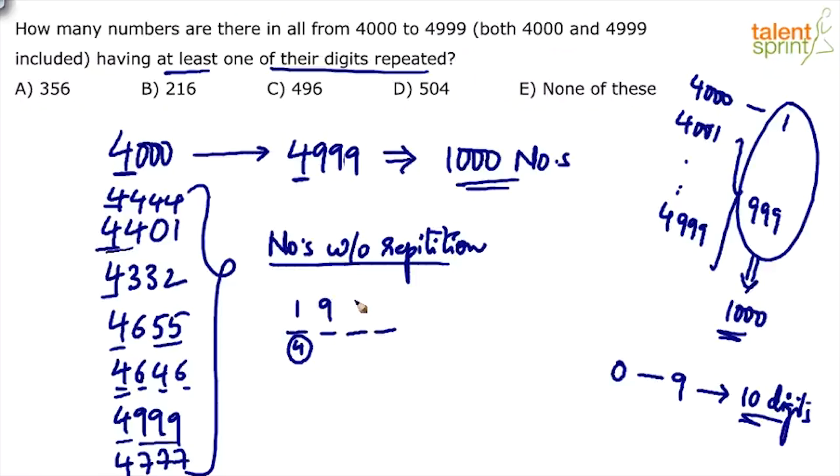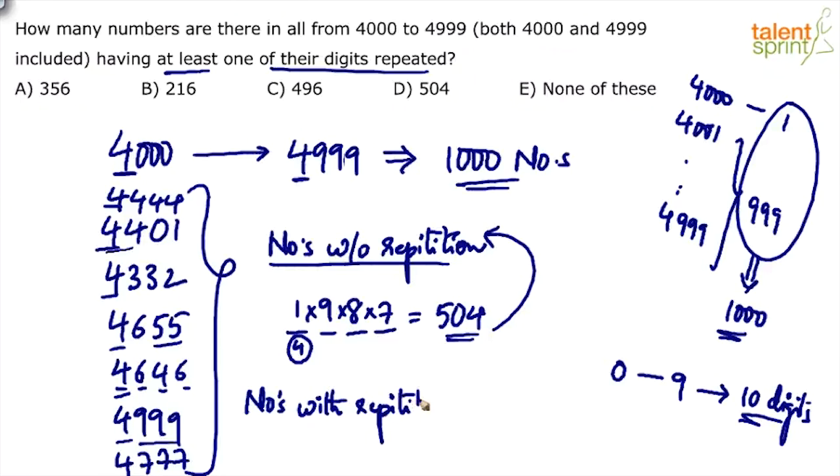Then the tens place can be filled in how many ways? Only in 8 ways. Whichever digit comes here cannot come elsewhere. So now the choice is reduced to 8. Then 7. Which means the total number of numbers without repetition is 1 into 9 into 8 into 7. 9 8s are 72, 72 into 7. How much is 72 into 7? It will be 504. 70 into 7 is 490, and 2 into 7 is 14. 490 plus 14 is 504. That means there are 504 numbers without repetition.